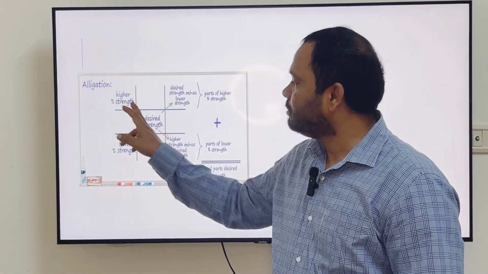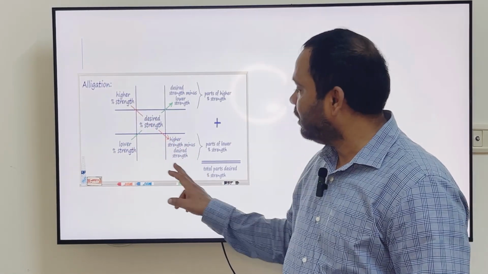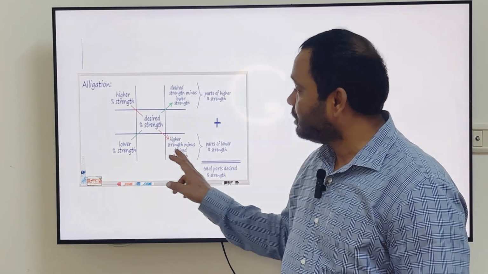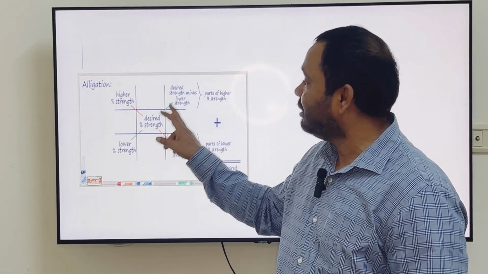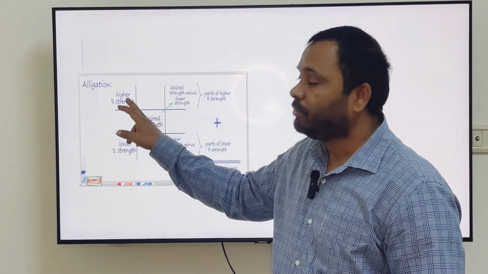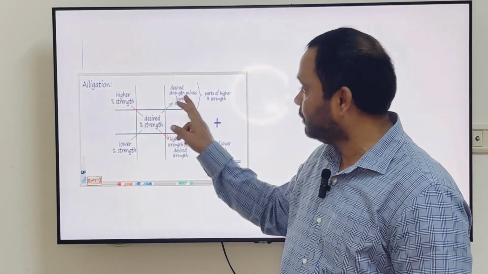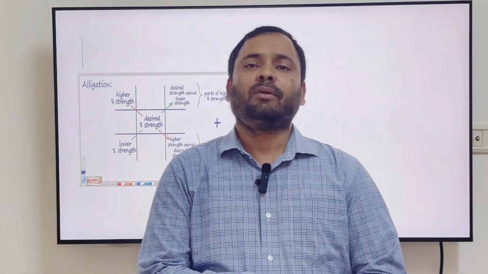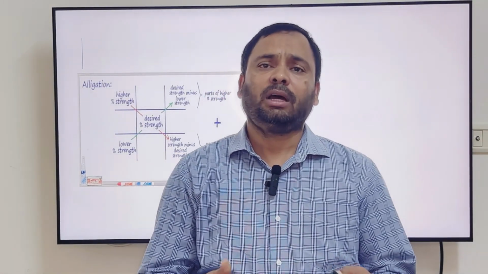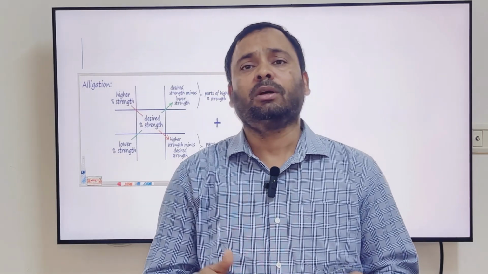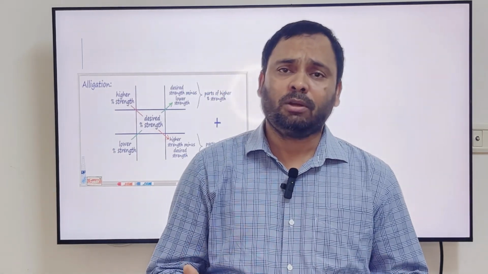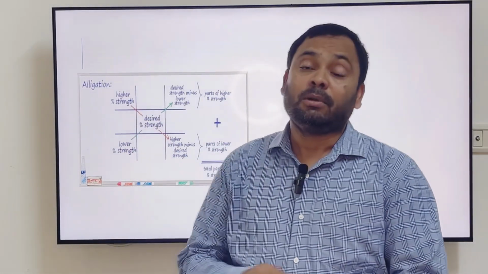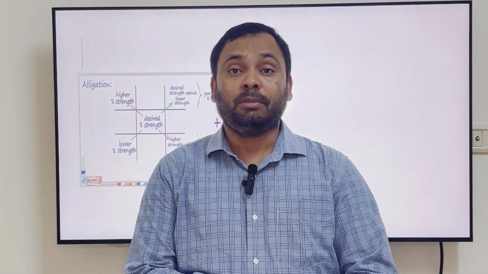Then highest minus desired will give the part of the lowest strength, and lowest minus desired will give the part of the highest strength. This is the amount we have to take from each, and it will give the parts. After the parts, we have to calculate the total parts, and then we have to change the parts into volume, and sometimes into quantity, right? This is the small revision of the alligation method, but today's topic is the alligation medial method.